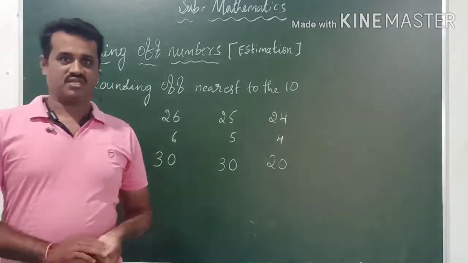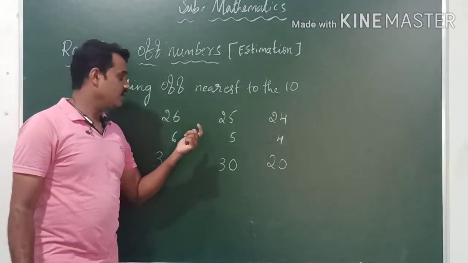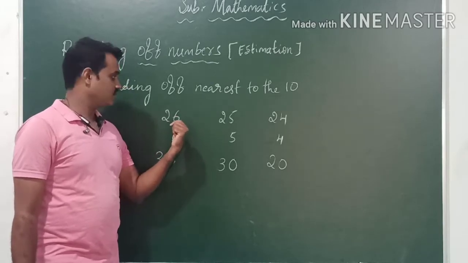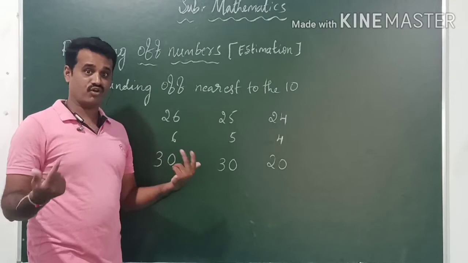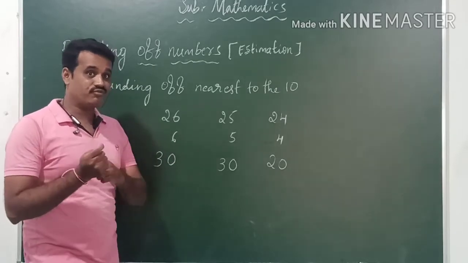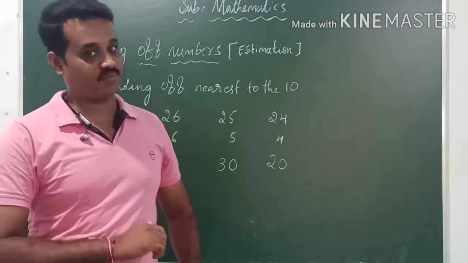One more example. Just we have taken only ones place and tens place here. If you give more than these numbers, 5 or 4 digit numbers, how to round off the number nearest to the 10? I will show some more examples.